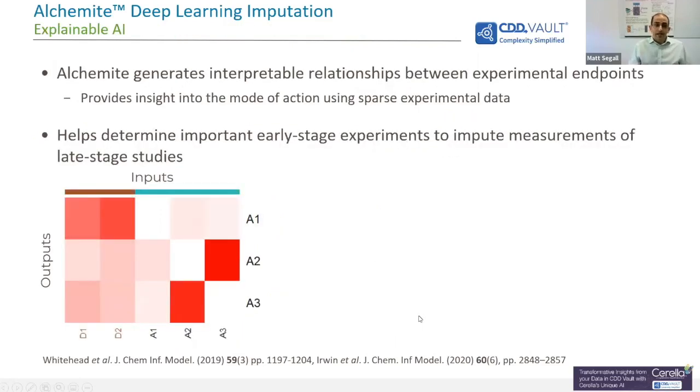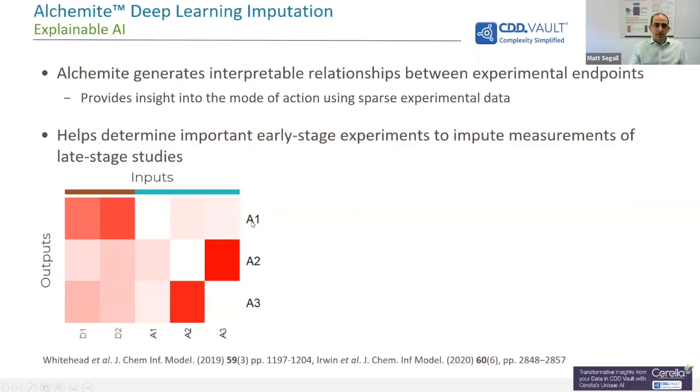And finally, it's also really important that we understand the reason behind these predictions. The vogue term now is, of course, explainable AI. You don't want to just get a black box where it spits out a number. So Alchemite actually generates interpretable relationships between experimental endpoints. So here you can see, for example, what we call an importance matrix in the bottom left, where we've got descriptors and assays here that are used as input along the bottom, and the different outputs here along the side.